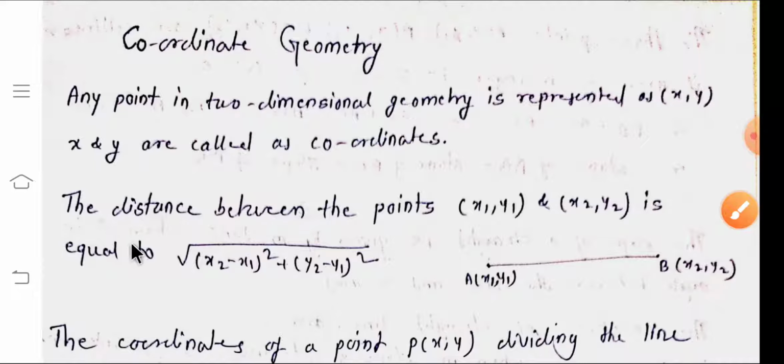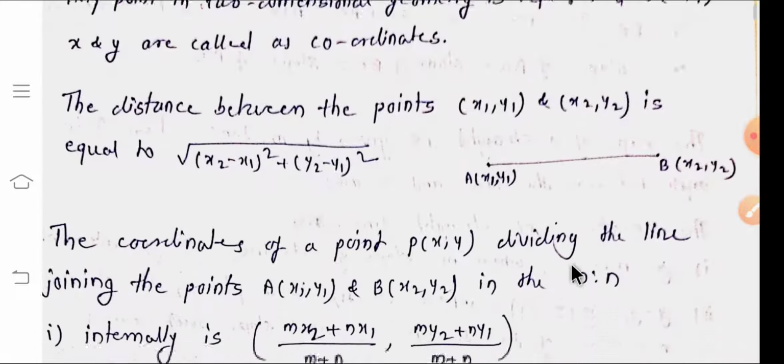Next, the distance between any 2 points, that is x1 comma y1 and x2 comma y2. Suppose A and B are any 2 points, then the distance AB is the square root of (x2 minus x1) whole square plus (y2 minus y1) whole square.